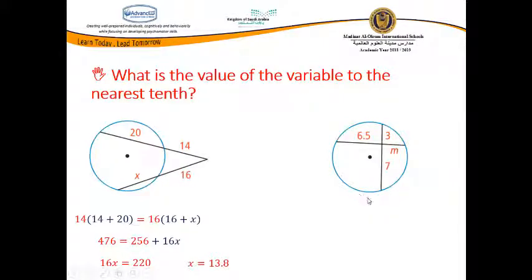Solving the other question, we have two chords intersecting inside the circle. Then the products of the segments of each chord are equal. That means 3, the segment, times 7 equals 6.5 times m. Solving that, 6.5m equals 21, then m equals 3.2.